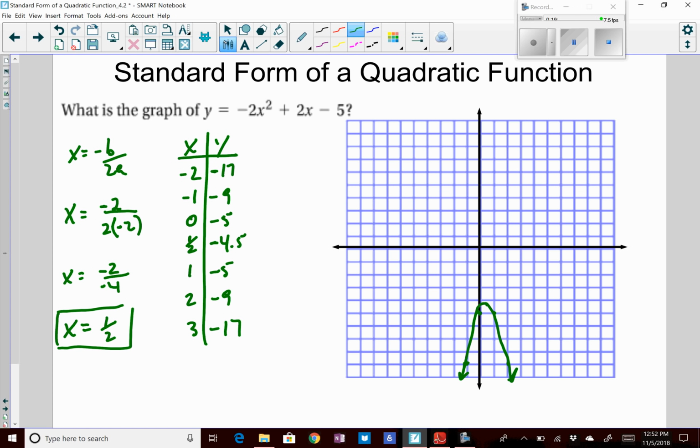Again, last thing to do, label everything. So the axes and the equation. And we have a graph. So again, all of these components on the paper when you're graphing on graph paper.